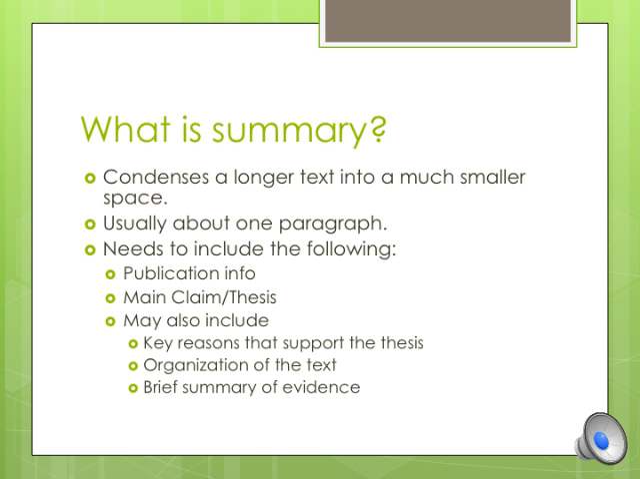The first thing to examine is what is summary. A summary condenses a longer text into a much smaller space. Usually this is about a paragraph. Sometimes for extended academic summaries you can go up to a page, but what you want to shoot for in A3 is a paragraph that's about half a page long. Usually this should include the publication information, the main claim and thesis, and it may also include the key reasons that the author uses to support their thesis.